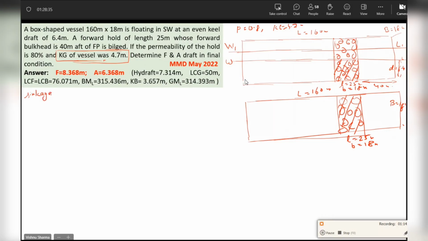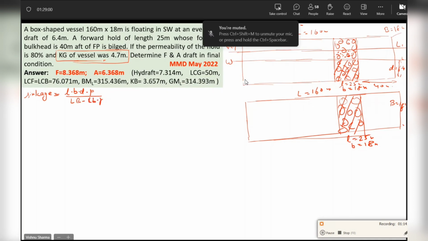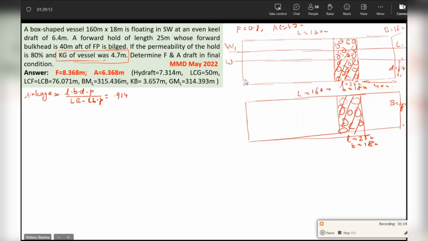Yes, I got it, sir. Okay, you have got it. How about others? Please write in the notational form, put the values and get the answer. The sinkage is coming as 6.4 minus this, which gives 14.914, is it? Am I right, guys?